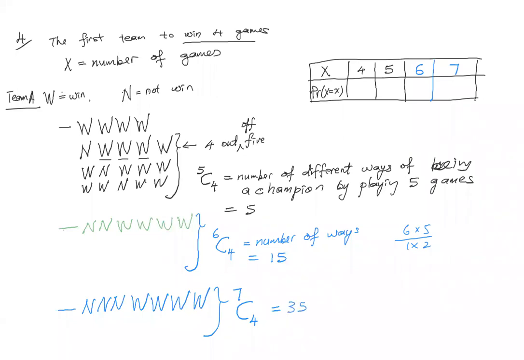Okay, now listen. If I tell you the probability for team A to win a game is 0.7, so what is the probability of winning 4 games at one go? First one wins, and second one wins, and third one wins. So it will be 0.7 to the power of 4. Am I right?